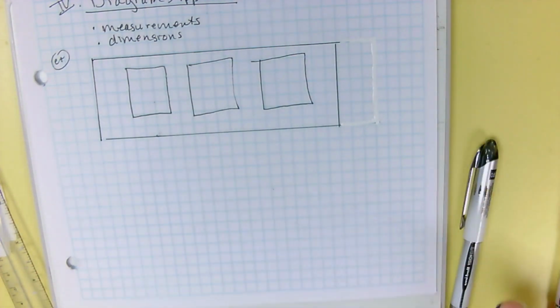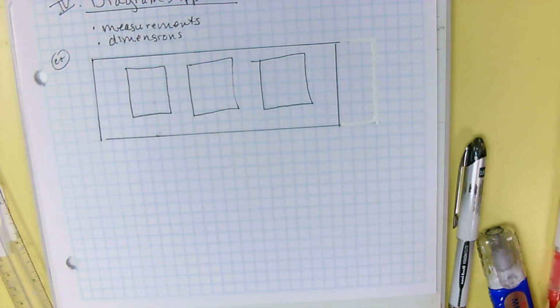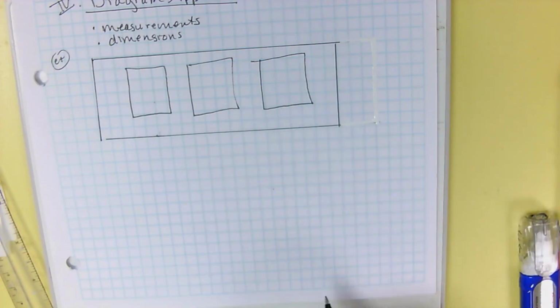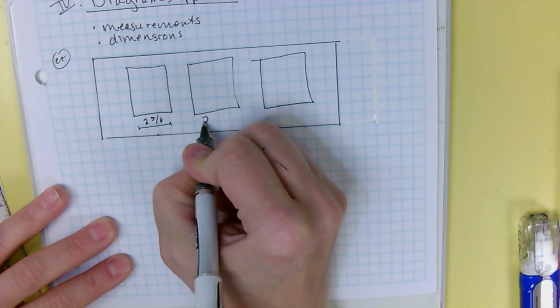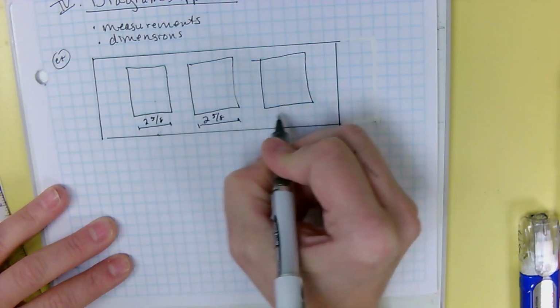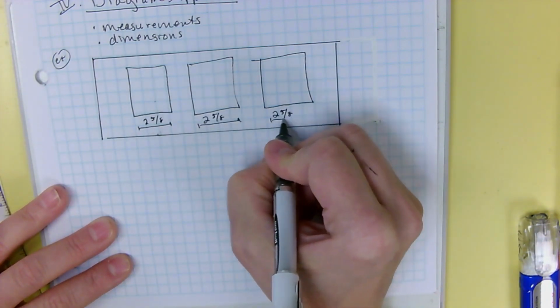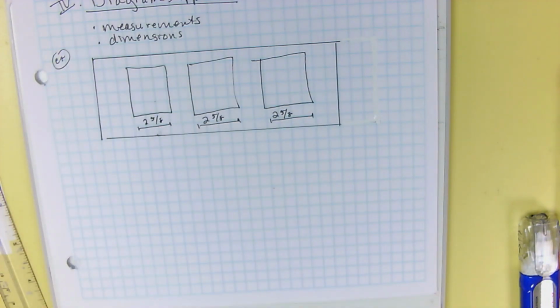All right, and here's where you just label the heck out of everything. The pictures are 2 5/8 inches wide. So 2 5/8 from edge to edge, 2 5/8 from edge to edge, 2 5/8 from edge to edge. Okay, so label that.